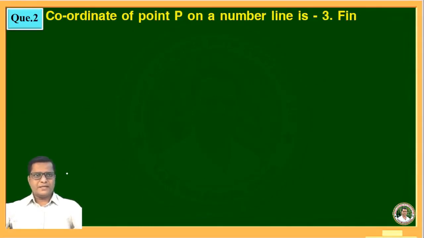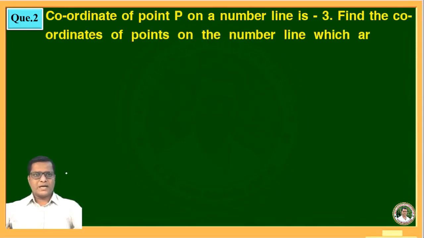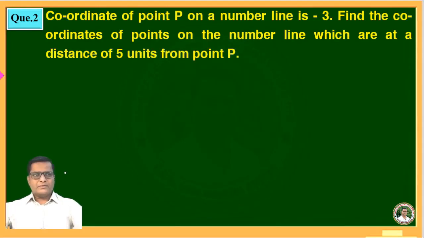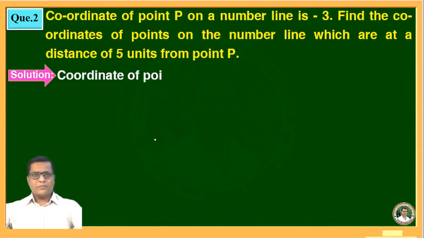Next, second question is, coordinate of point P on a number line is minus 3. Find the coordinates of the points on the number line which are at the distance of 5 units from point P. To see the solution of this, the coordinate of point P on a number line is minus 3. This is given. Therefore, coordinate of point P is minus 3. This is given, write down first. According to this, we will draw a figure.